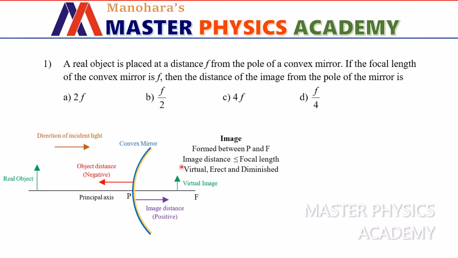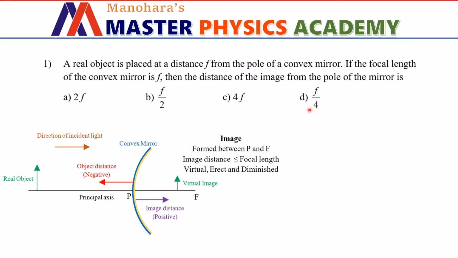Hence, the image distance will be less than or equal to the focal length. The nature of the image will always be virtual, erect and diminished. Hence, the image distance should be less than the focal length. So, option B and option D are the probable answers. Now, we need to figure out which is the correct one.